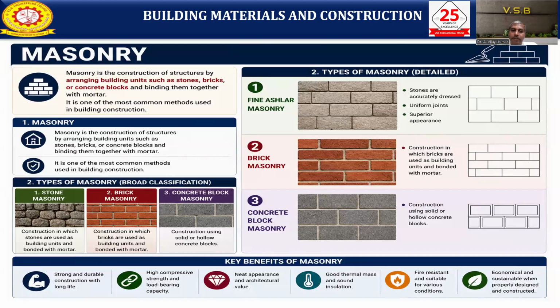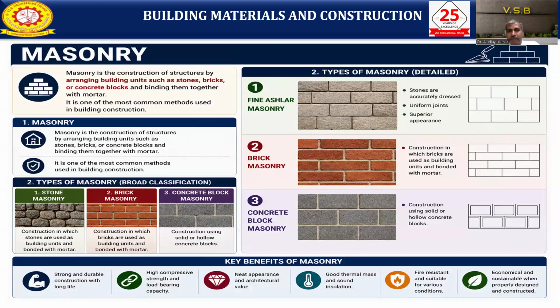Next, brick masonry is construction with brick as the building unit, bonded with mortar. That is called brick masonry. In the same way, in concrete block masonry, the concrete block is the unit, bonded together. That is called concrete block masonry. We can use either a solid concrete wall or a hollow concrete wall.